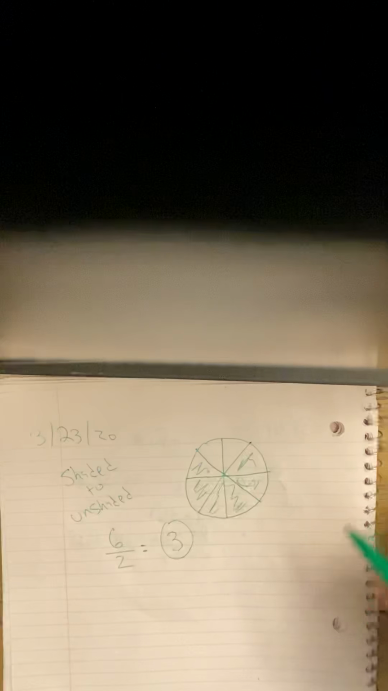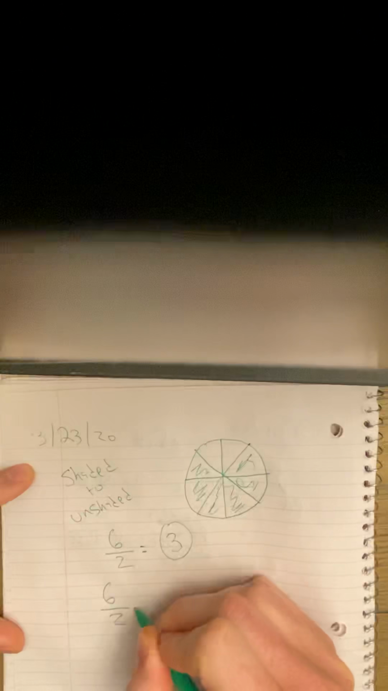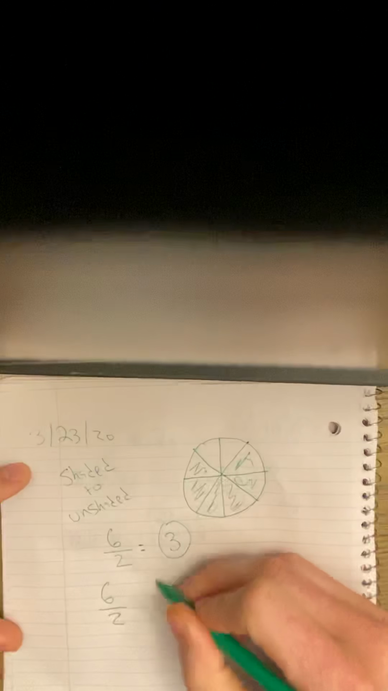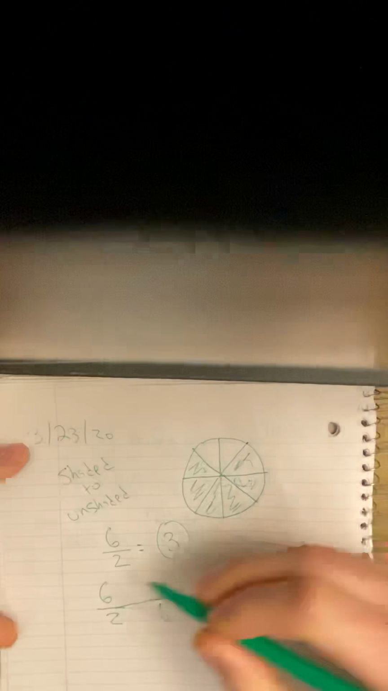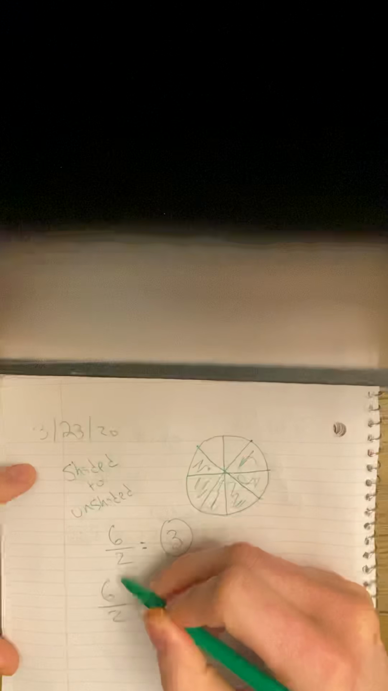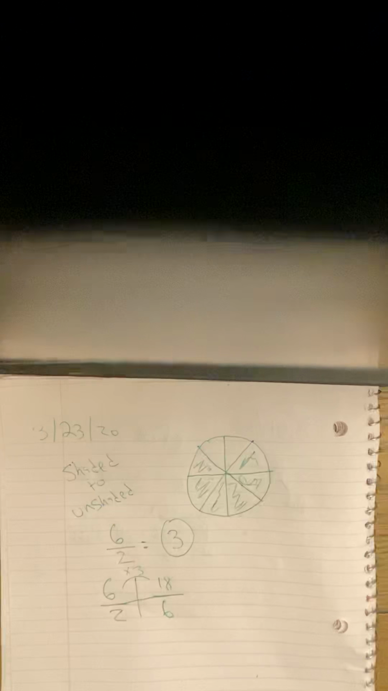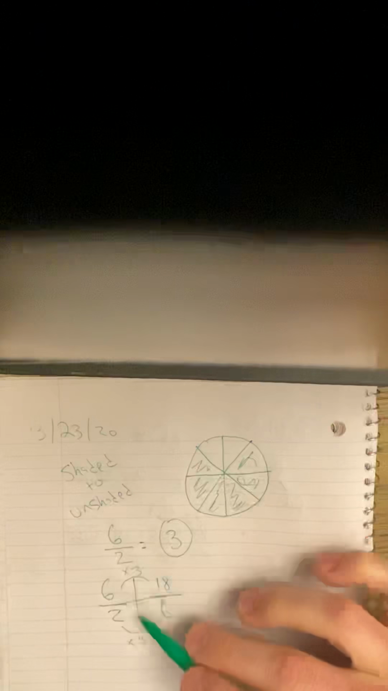Okay? And if you want to check for equivalent ratios for 6:2, right? If I want to know if 18/6 is equivalent to 6:2, what can I do? Well, you just make your table, right? How can I get from 6 to 18? Times 3. How can I get from 2 to 6? Times 3. So I know that they're equivalent because I'm doing the same to the top and the bottom.